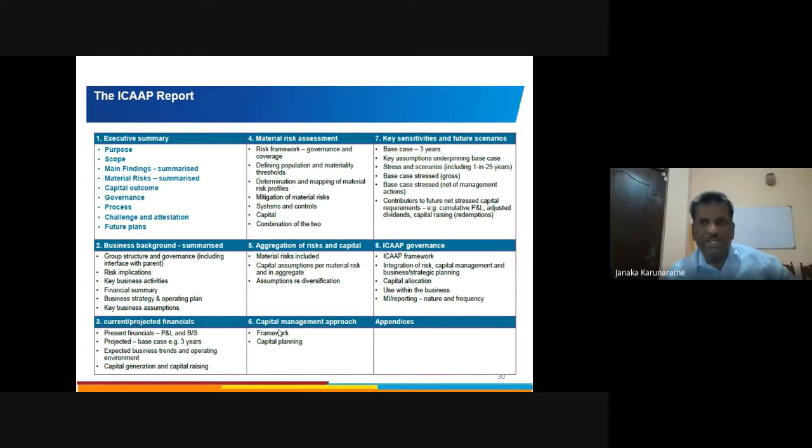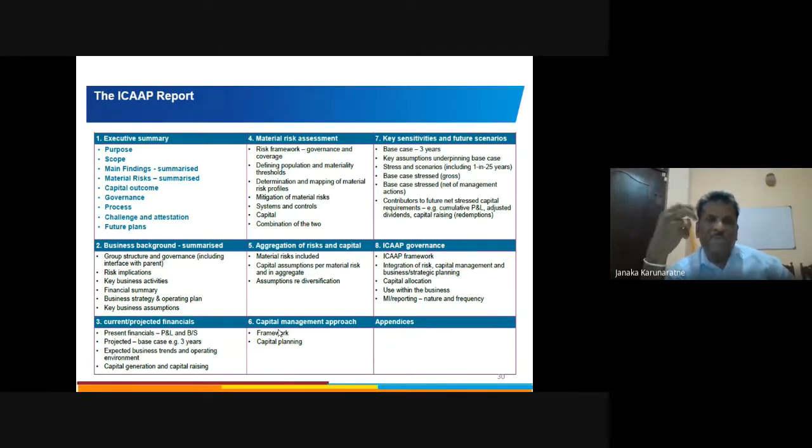So then, to overcome such risk, you must support it with adequate capital. If you don't have adequate capital, you must have a capital generation plan. Then the fourth area is the material risk assessment. That's again an important area. What are the critical risks? You have to look at the risk framework, governance and the coverage. Is it adequate?